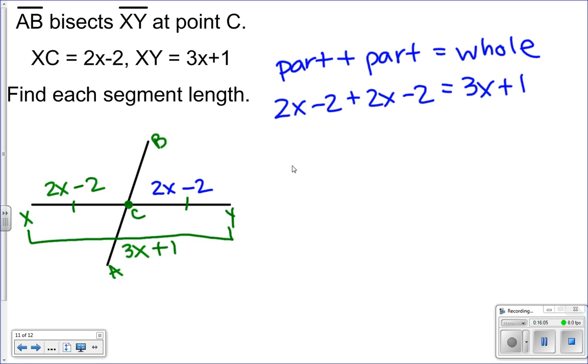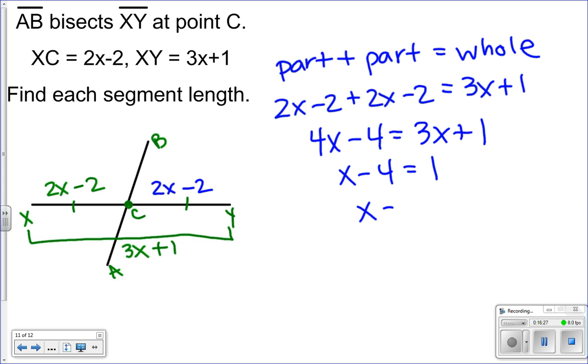So whenever you have a part and a whole, remember that your two parts have to be the same, so you can fill that part in on both spots. When we go ahead and fill in our equation, we're going to combine our like terms first. So I have 4x minus 4 equals 3x plus 1. We're going to go ahead and solve this. It's going to give you x minus 4 equals 1, and then x equals 5.